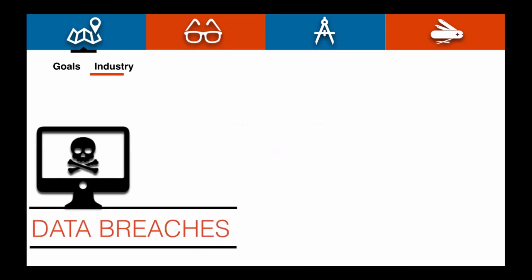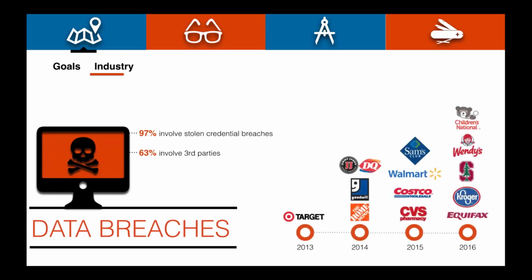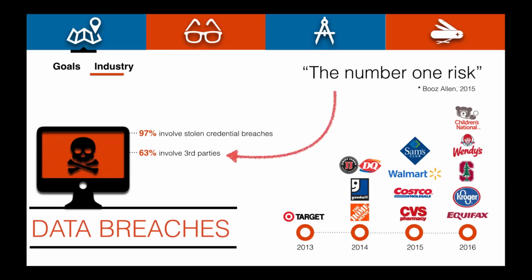Of course, overall in the industry, third-party remote access is on the rise. 97% of breaches that involve stolen credentials were attributed to third parties. And of course, we see this in the news more and more, where some kind of third party activity is tied to a cybersecurity incident. And Booz Allen actually called third party remote access the number one risk facing organizations.